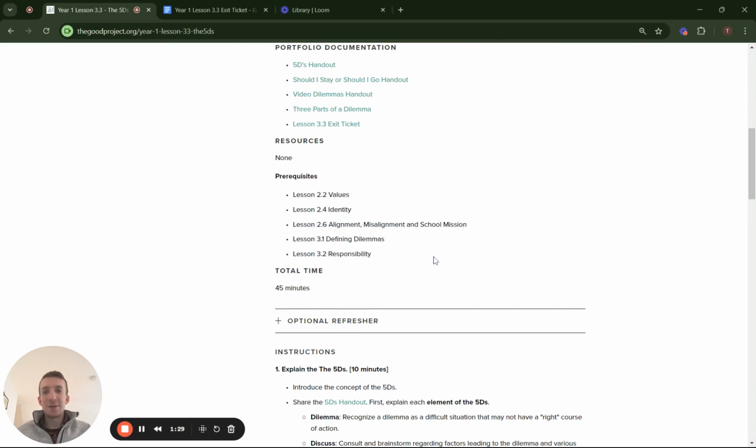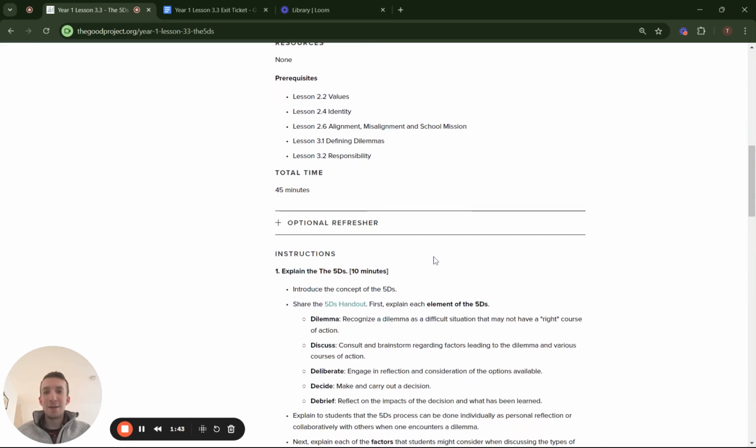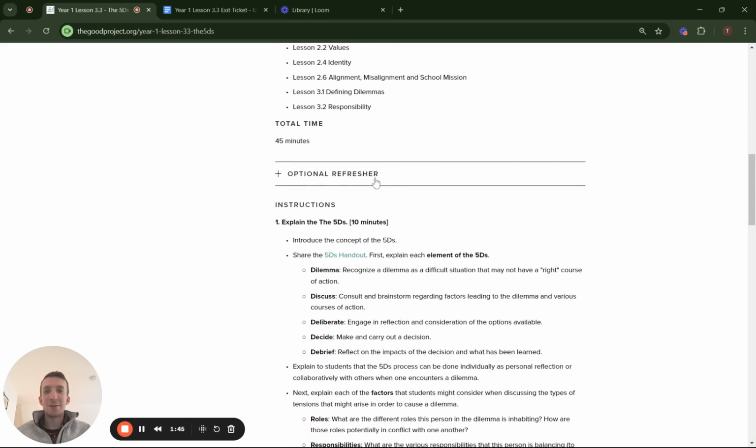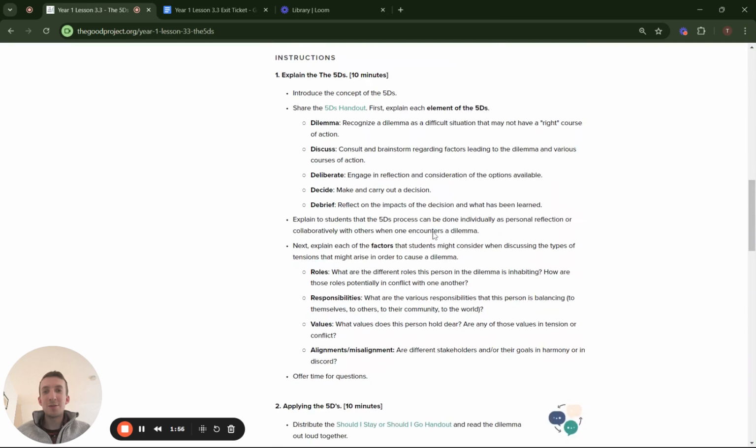That's because students are going to hopefully be able to apply a lot of the ideas that have been talked about throughout some of the previous lessons around values, identity, alignment and misalignment, what a dilemma is, and responsibility in order to be able to apply the 5Ds and really be looking at the factors that are involved in what makes a situation a dilemma. There's an optional refresher here based on the last lesson about responsibility if you so choose.